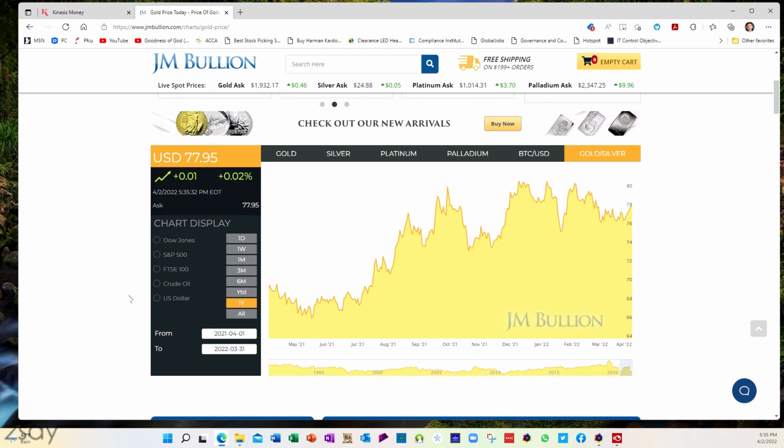Now, let's look at this chart here. You can see the gold-silver ratio. It's peaked here in the low 80s this year.